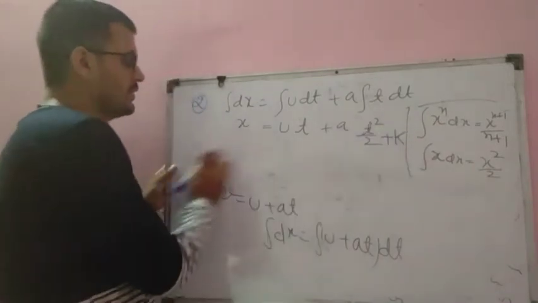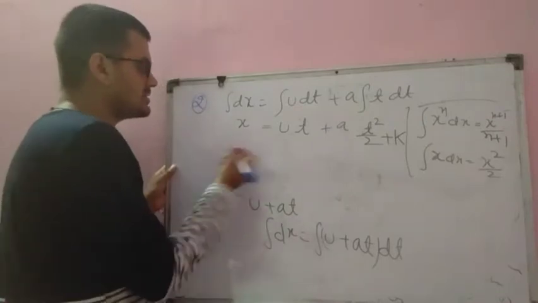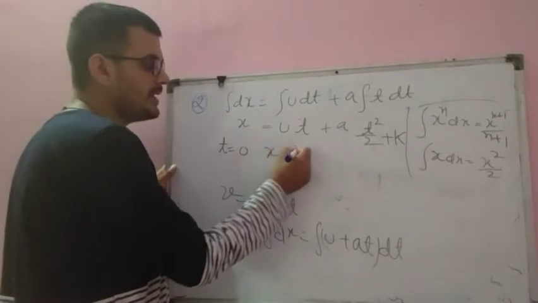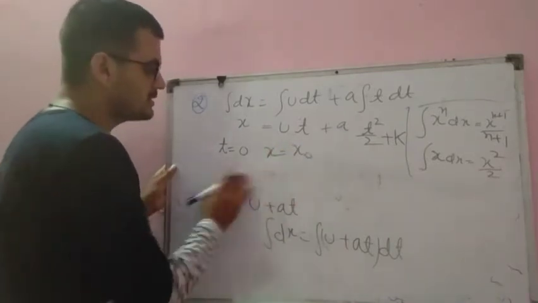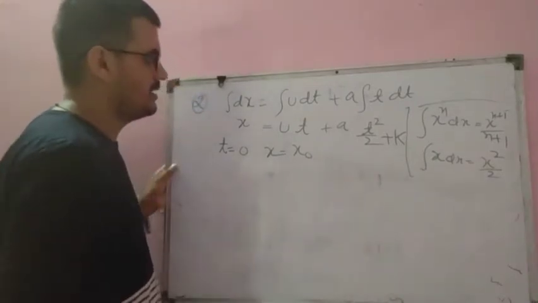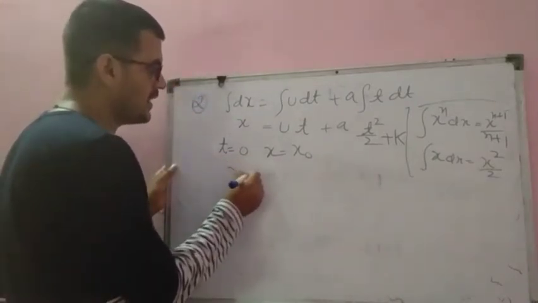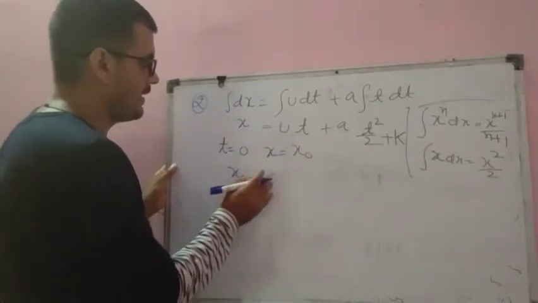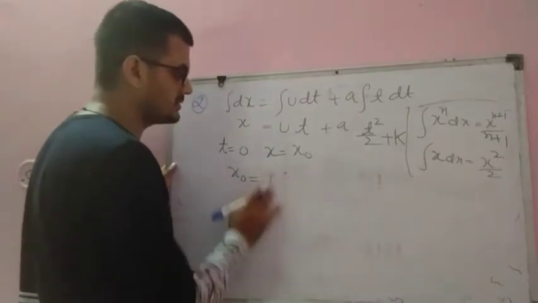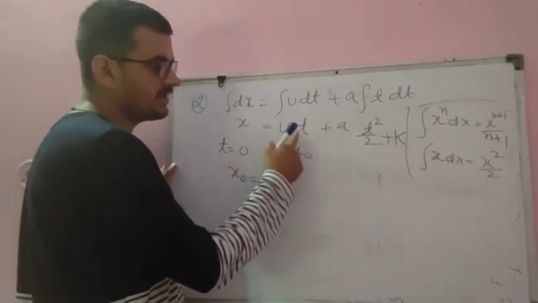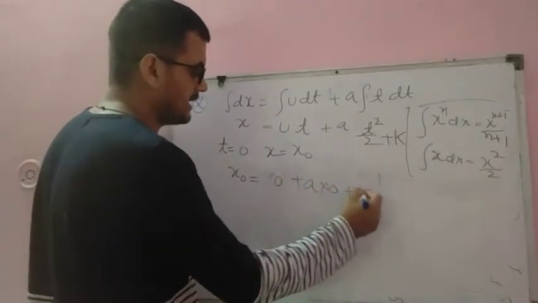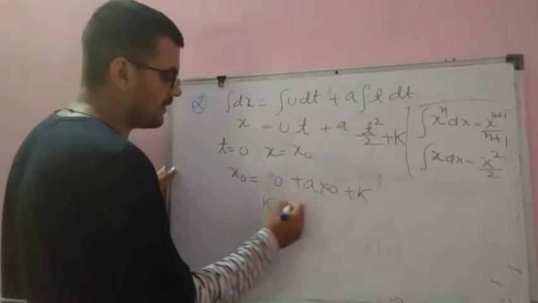I have already told you that in integration we add one constant. Now at time t equal to 0, x will be x naught. So in place of this, x naught equal to ut at time t equal to 0. Put here t equal to 0: plus a into 0 plus k. So what we got? k equal to x naught.